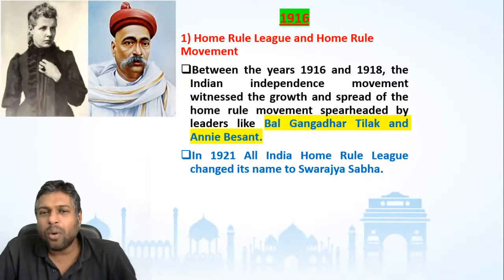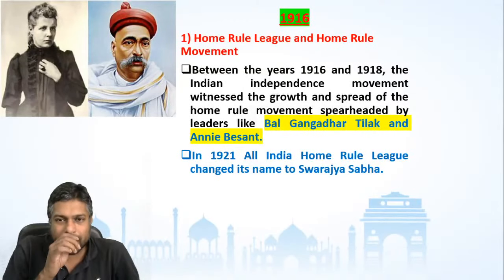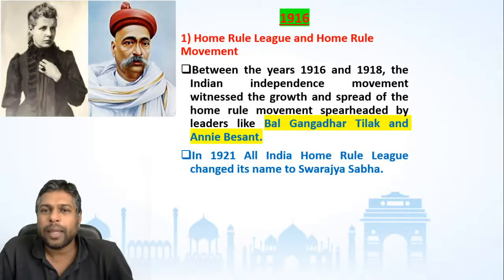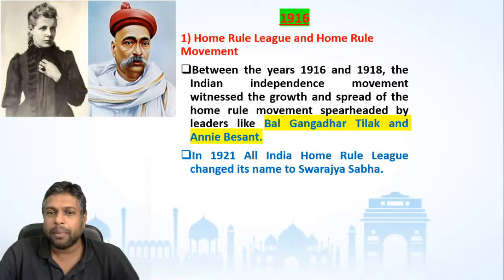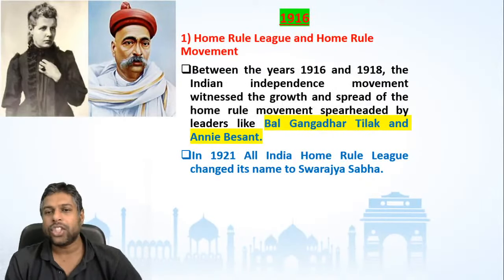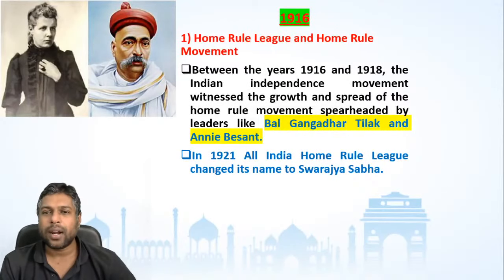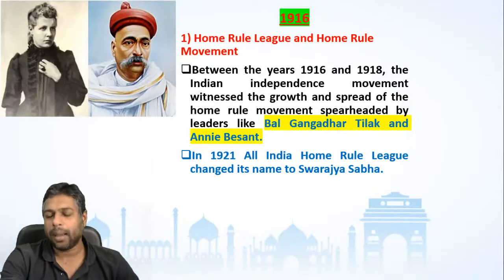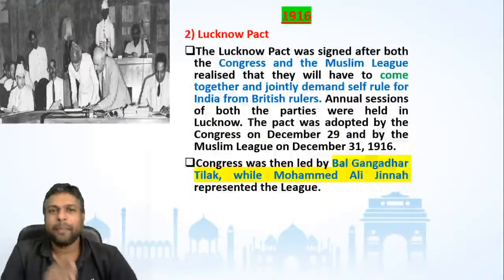The Home Rule League and the Home Rule Movement, Bal Gangadhar Tilak and Annie Besant, both of them major portion of the Indian freedom movement. In 1921, the All India Home Rule League changed its name to Swaraj Sabha. Swaraj Sabha के नाम से आगे हम अपना movement को कंटिन्यू कर रहे थे.